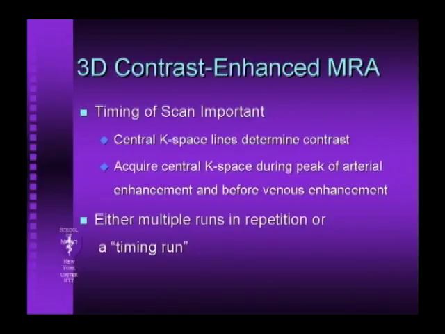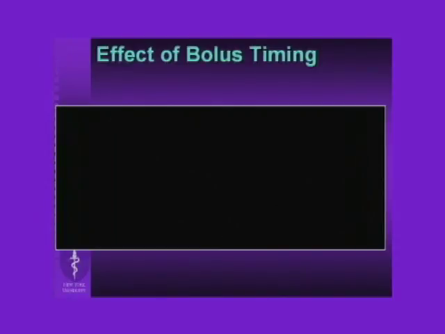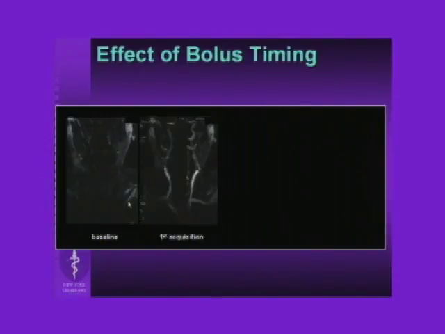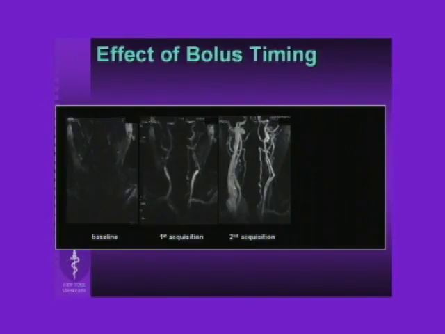So there are two ways to do that. You can either just start scanning and then keep repeat scanning as you inject and acquire multiple data sets, as I'll show you in a second, or you can do a timing run. I think most people today do a timing run, but here's what happens. So this is the pre-contrast study. Don't see too much except for the fat. The first acquisition, about 20 seconds, and you clearly see the vasculature. At 40 seconds, by that point you're already getting venous contamination of the jugular.